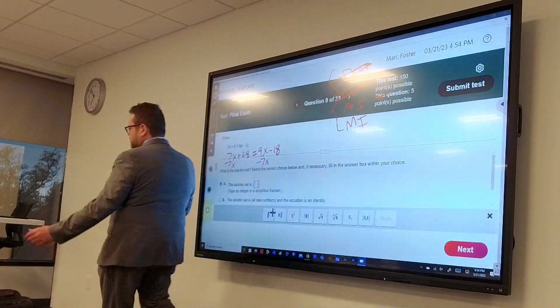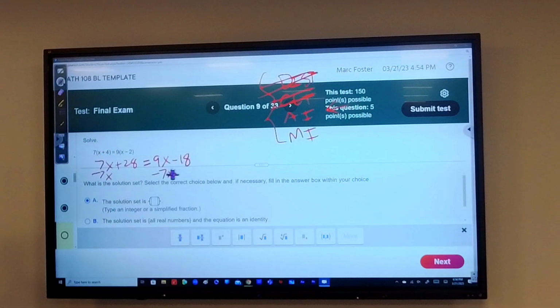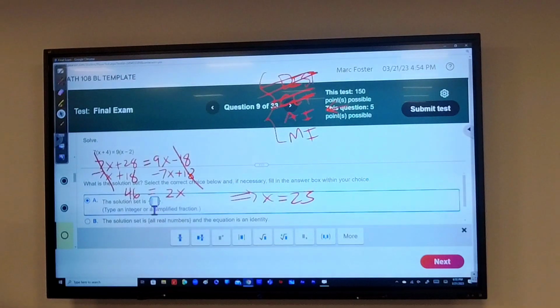If I add 18 to both sides right here at this step, then I will have made the 7x's cancel and these 18's cancel. And I can save myself a bit of writing. I would have that 2x is equal to 46. And in turn, x is 23. Should I type x equals 23? No. I should just type the number 23.